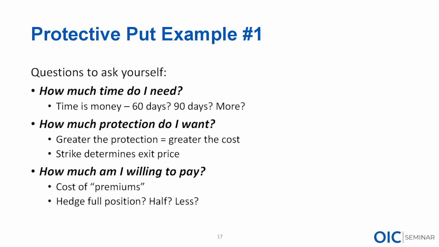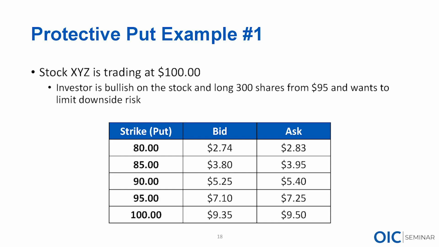These are the three questions you'll ask, and then you'll determine for yourselves what the right option is for you. We have a stock trading at $100 a share. We are long 300 shares. Again, we're long from 95. It went up about 5%. We're concerned about the downside, so we want to protect the downside, and we use the options market to do that.